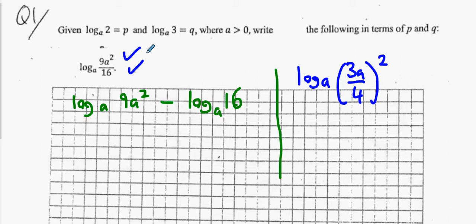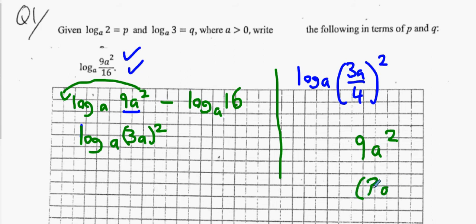Everything's still perfect. Right. What can I change 9A squared into? Can anybody tell me? I can change it to 3A 2B squared. Okay? Quick question for you. Is it possible to move the 2 out to the front from this part here? Yes or no? Why is it not possible? What's the difference between 9A squared and 3A 2B squared? People? Only the A is being squared, which means you can't move it out of the log.